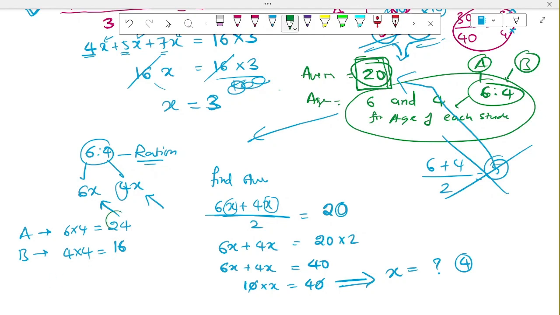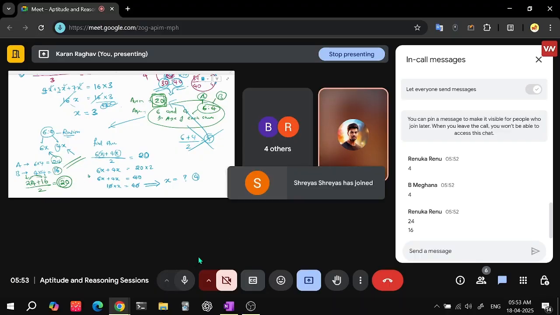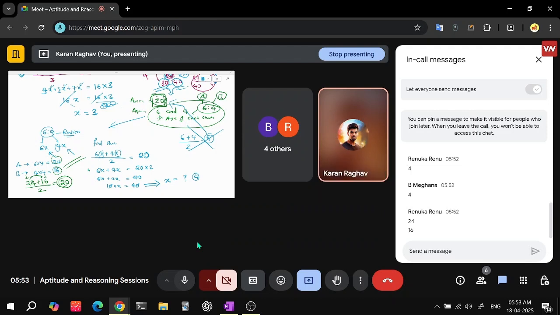Now you have got these two values. Try to find what is the average. 24 plus 16 divided by 2. As I have told you, we can find the middle value to give the average. You can see it is 20 plus 4, it is 20 minus 4. So obviously the average is 20. That's why our answer is correct. Yes, our answer is 24 and 16.